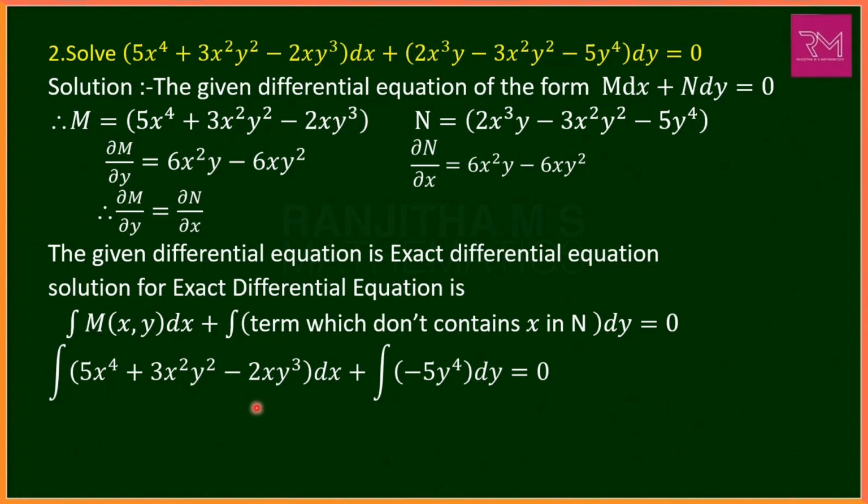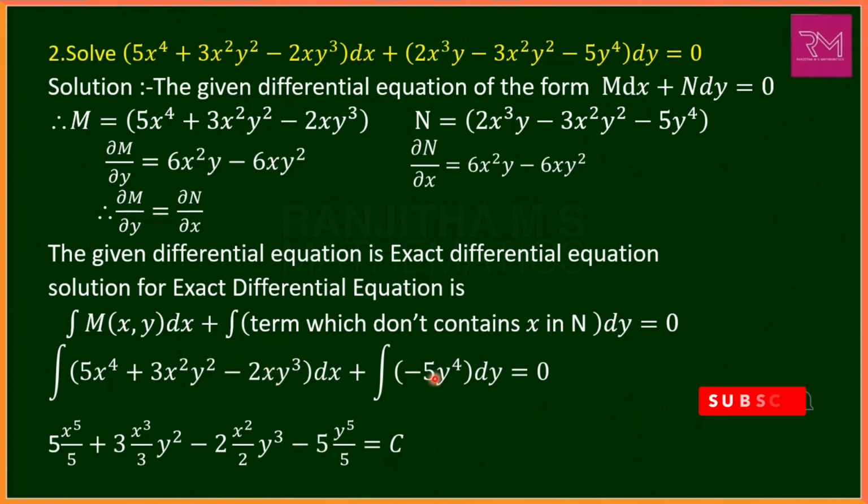Now integrating with respect to x and with respect to y, we get, here 5 into integration of x power 4 is x power 5 by 5, plus 3y square is constant, take as it is, into integration of x square is x cube by 3, minus 2y cube is constant, take as it is, into integration of x is x square by 2. Here plus into minus 5 is constant, take as it is, into integration of y power 4 is y power 5 by 5, which is equal to some arbitrary constant c.